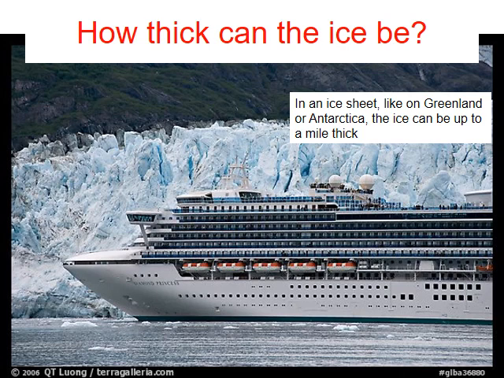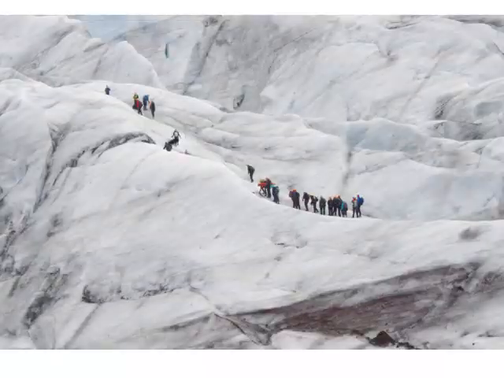Now, how big can the ice be in a glacier? Well, they can be really thick. In places like Greenland or Antarctica, they can be up to a mile thick. I like this picture because it's got a cruise ship, which if you've ever been on one, you know how big these things are. They're really, really large. They're massive, and it is smaller than the glacier it is parked beside.